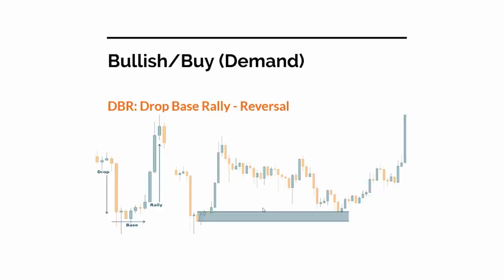So here's a bullish or a demand structure. It's the drop base rally, and it's a reversal. You can see we have a drop in price, a base, and a rally. It's the same structure right here. We have the drop, the base, and the rally. We marked out the highest close up here and the lowest close down here, and you can see once price retested it, it went higher. So if you would have bought in this demand zone, you would have had a nice trade.